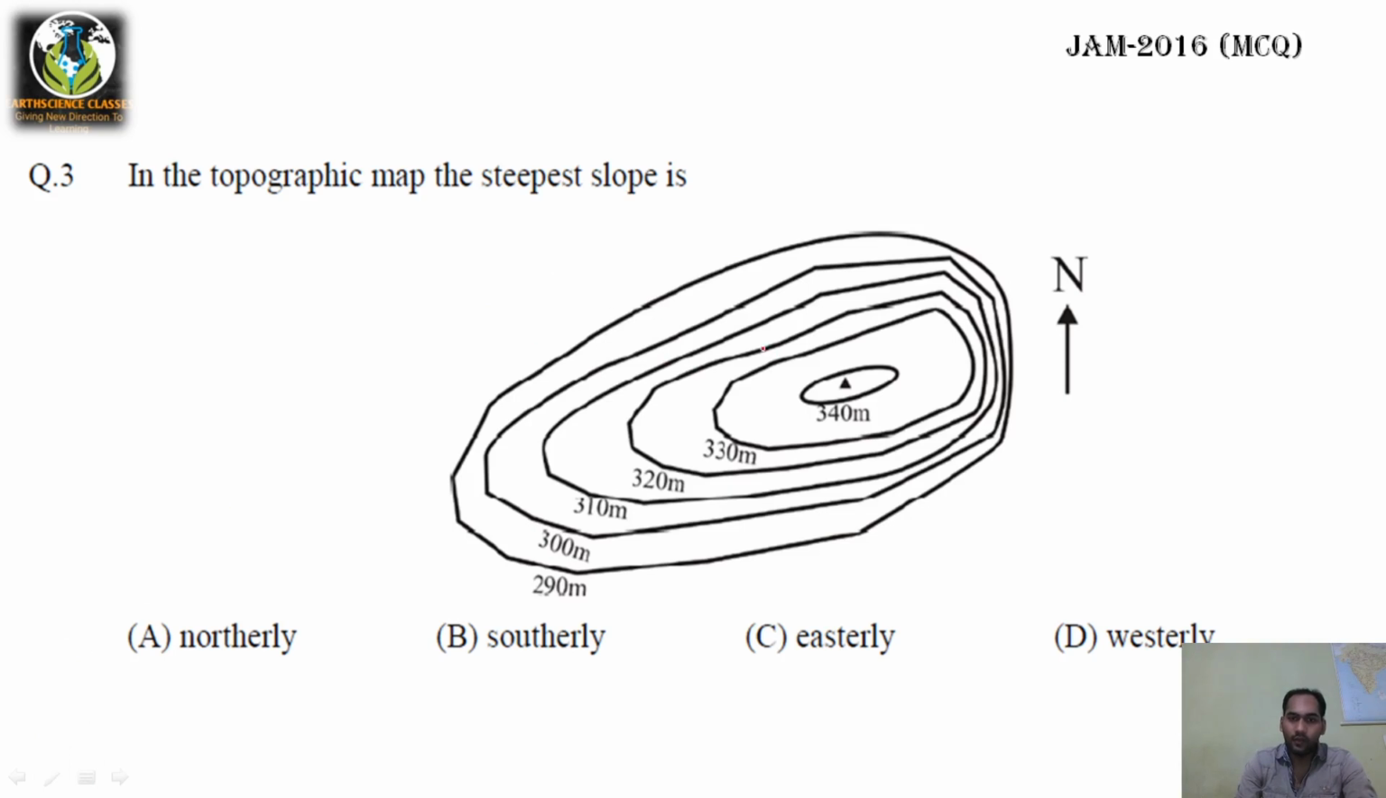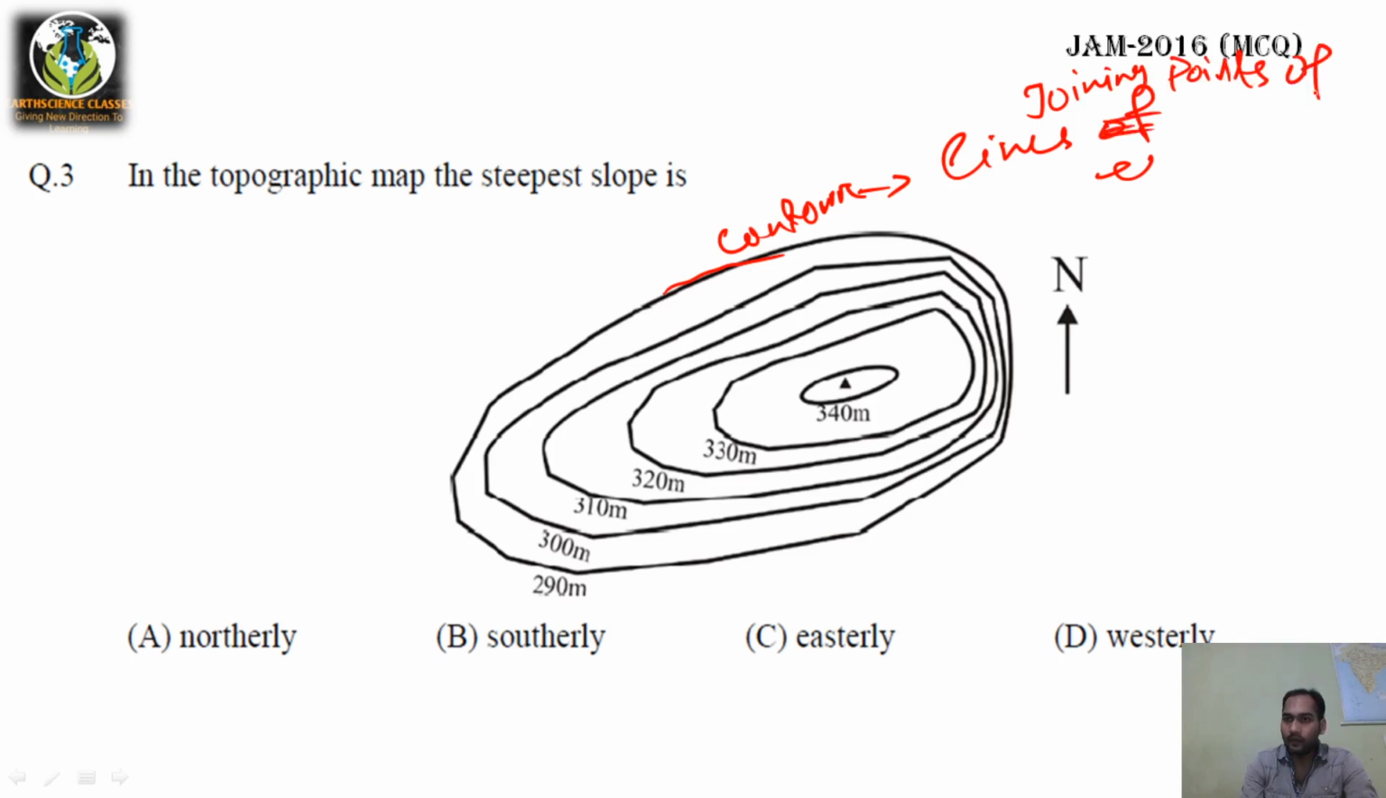So now here, what are these lines? These are contours. What are contours? These are lines joining points of equal elevation.